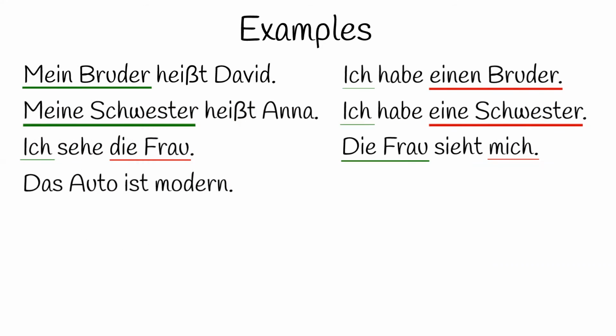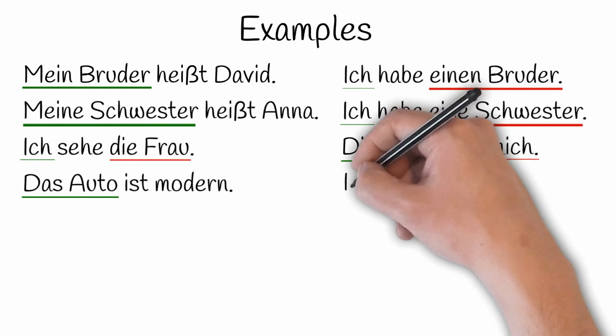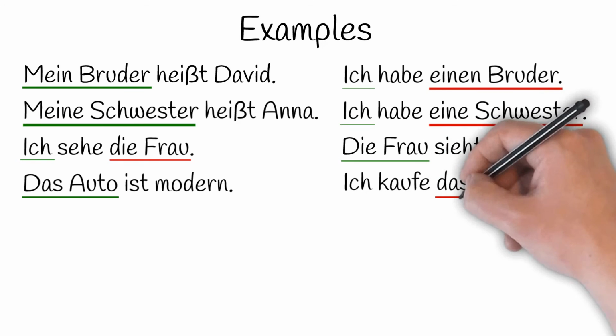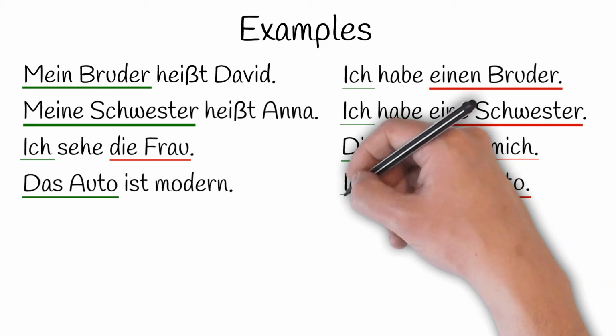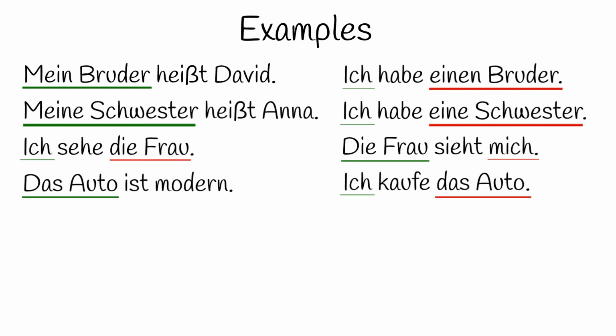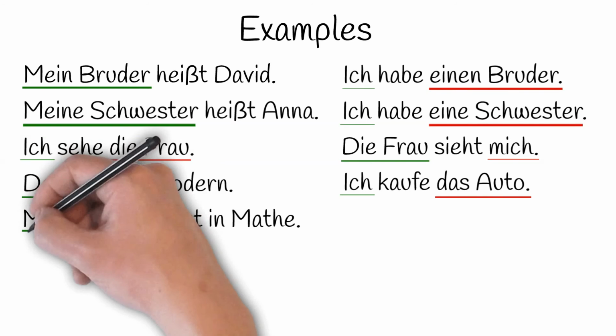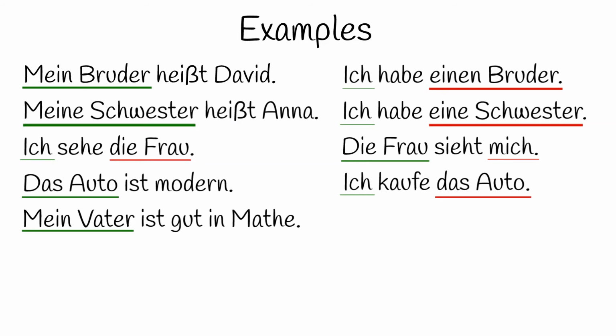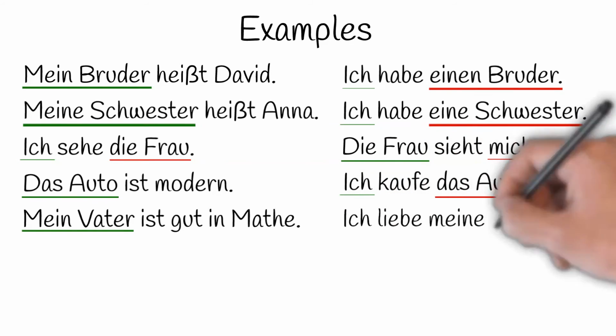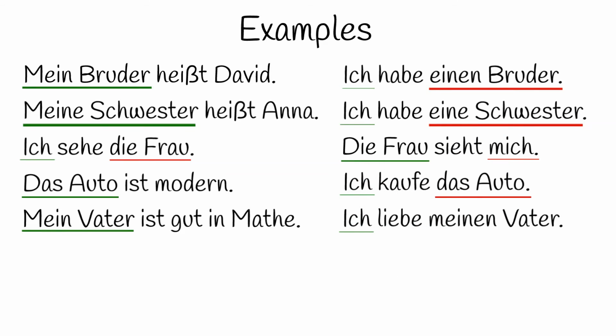Das Auto ist modern. The car is in the nominative case because it is controlling the verb. But in the second sentence, ich kaufe das Auto, das Auto is now in the accusative case because ich is nominative and controlling the verb. Mein Vater ist gut in Mathe. My father is good at maths. My father is in control of the verb ist. Whereas in the second sentence, ich liebe meinen Vater. Ich is now in control of the verb and determining the ending of the verb, whereas meinen Vater is accusative, receiving that love, and therefore has the en ending.